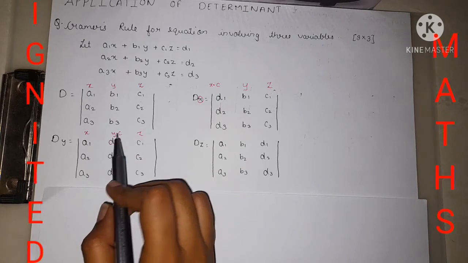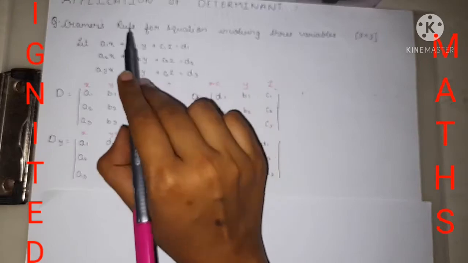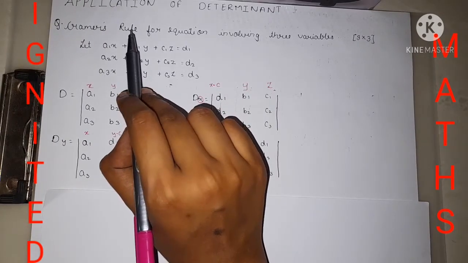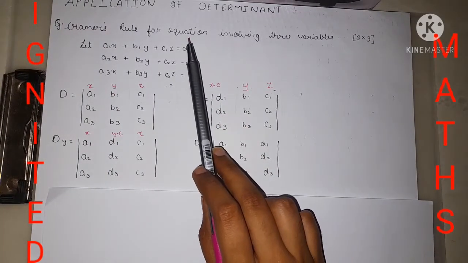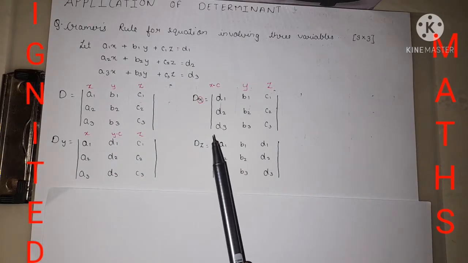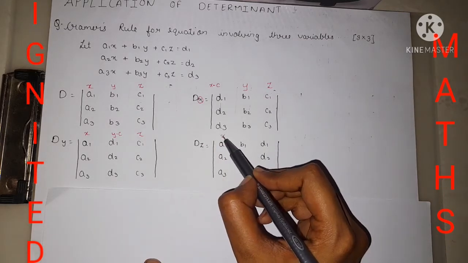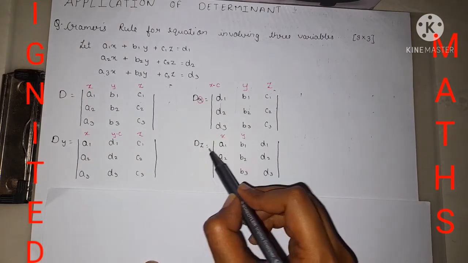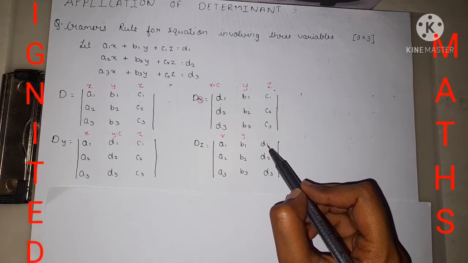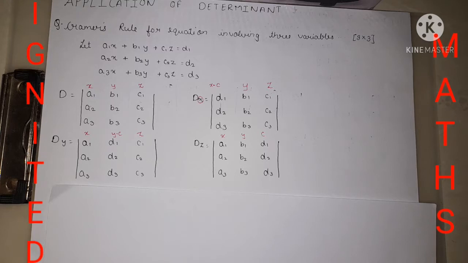The y term is present in b1, b2, b3, right? So you need to hide the elements b1, b2, b3. In place of them, you need to write the constant terms d1, d2, d3. Then for the Dz value, as with the x term and y term, the z-related column is where you need to write the constant terms. So these are the four different determinants with four different values.